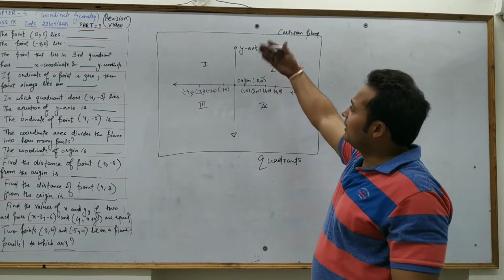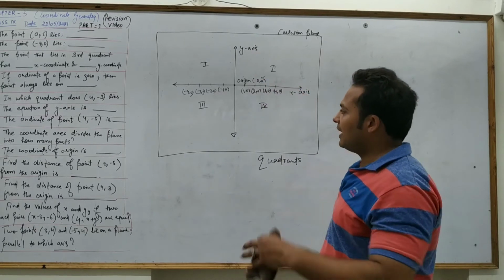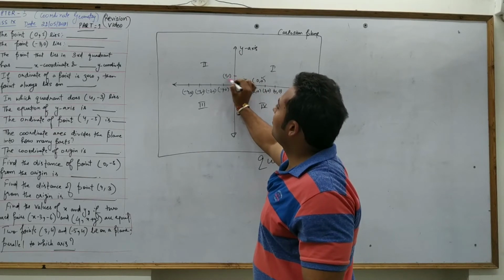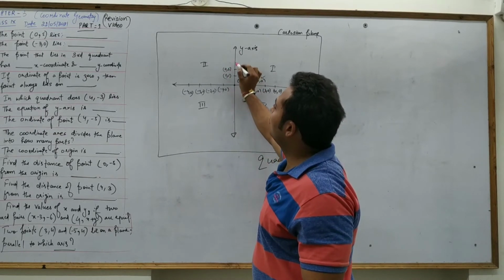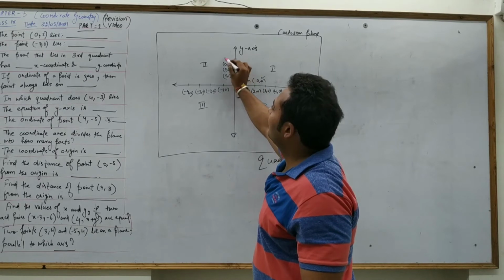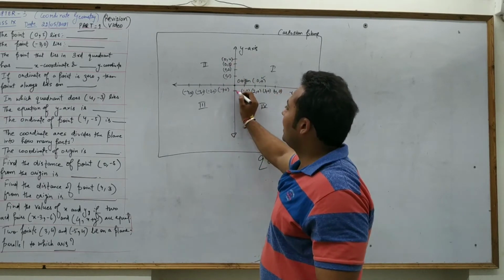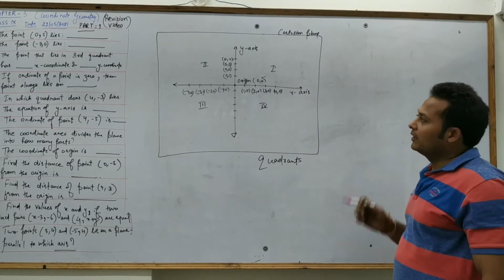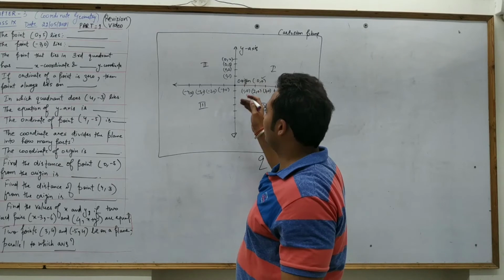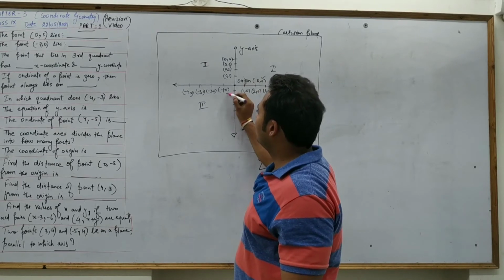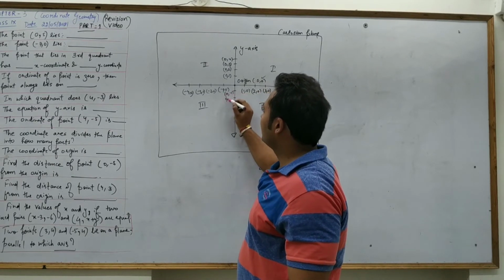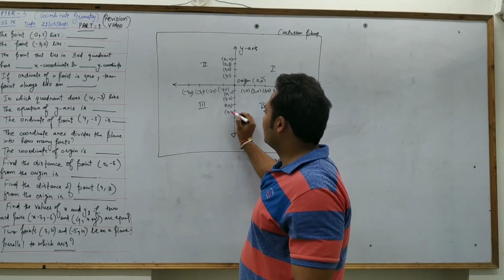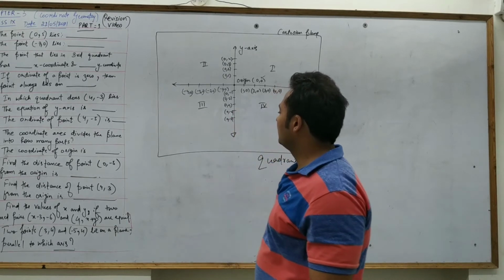The points that lie on the y-axis have their x coordinate 0. That is, this point is (0, 1), it is (0, 2), it is (0, 3), it is (0, 4), and below it we have the points which have their x coordinate 0 and the y coordinates negative. That is (0, -1), (0, -2), (0, -3), (0, -4), (0, -5).